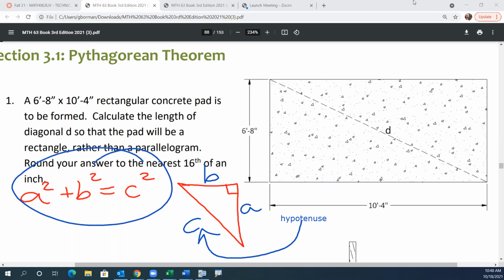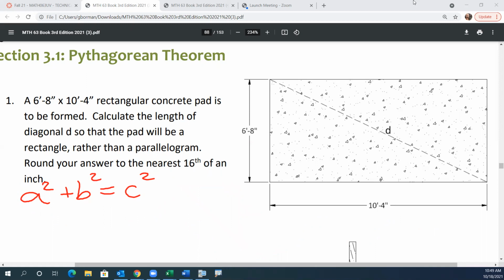But again, it only works on right triangles. If you have something like that and none of the angles are 90 degrees, none of them are right angles, then the deal's off. You can't use the Pythagorean theorem, not unless you make some kind of modification. Now that's not going to come up. They're not going to try and trick you, but that's how the formula works. It's something to be aware of.